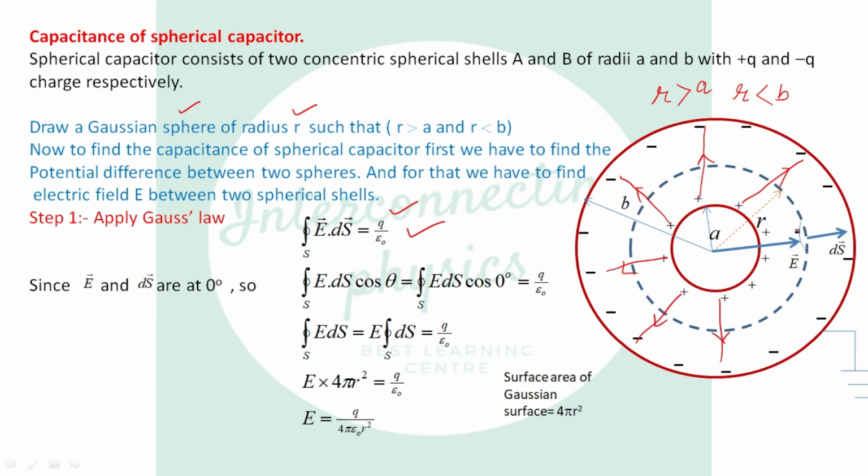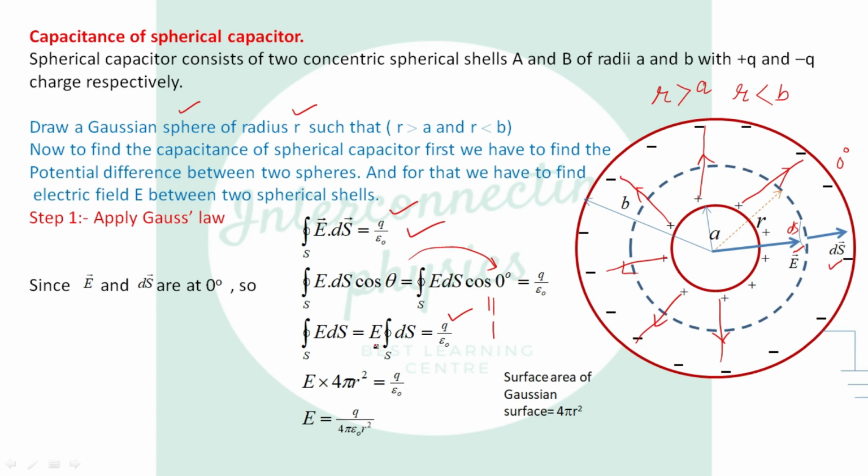And let us consider a small area element here, whose area vector is normal to the surface and directed outward. So the angle between the E vector and the ds vector is 0 degrees. When we open up E vector dot ds vector, we get E ds cos theta. Theta is 0 degrees and cos 0 is 1. So we can write closed integration of E ds equal to q over epsilon naught.